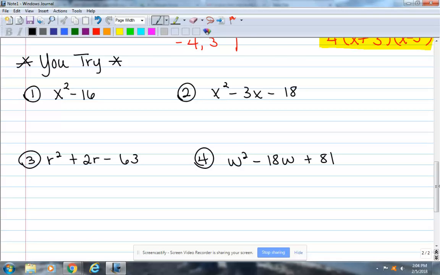All of these are factorable. Well, yeah, I think I gave you all factorable problems. I know I did. So if you get something that cannot be factored on these, double check. All of these, I promise you can factor.